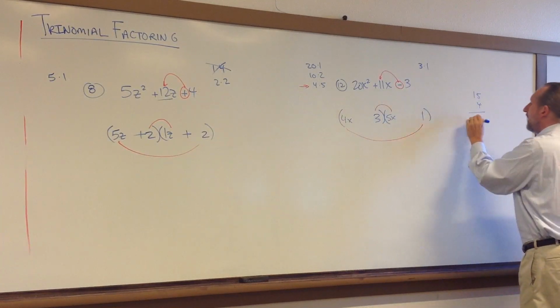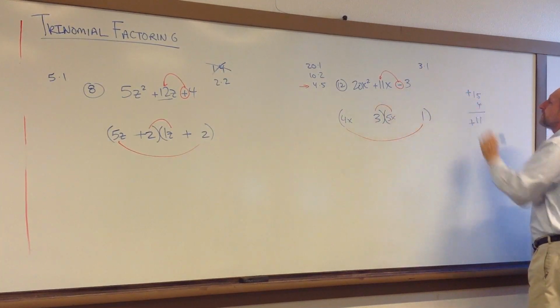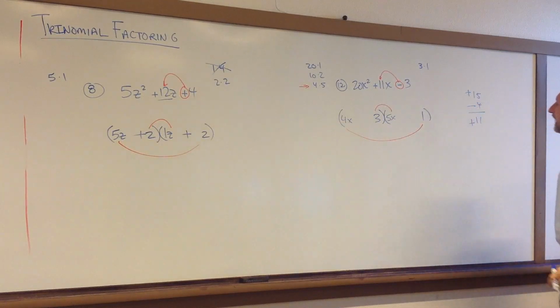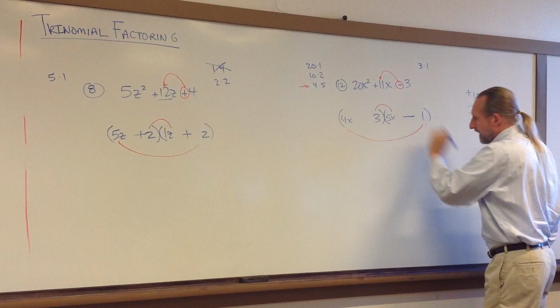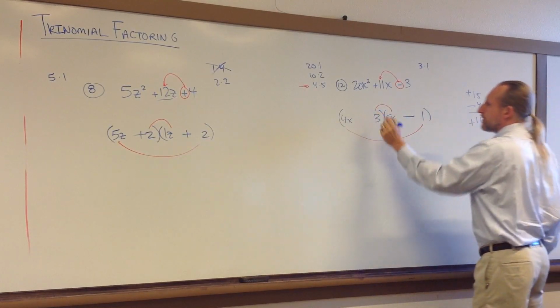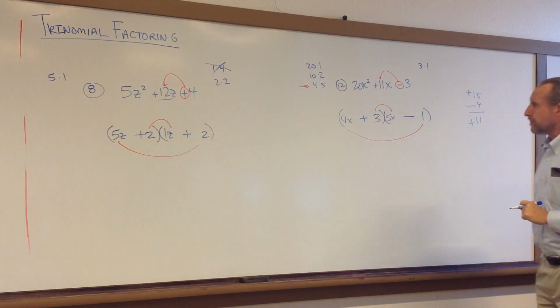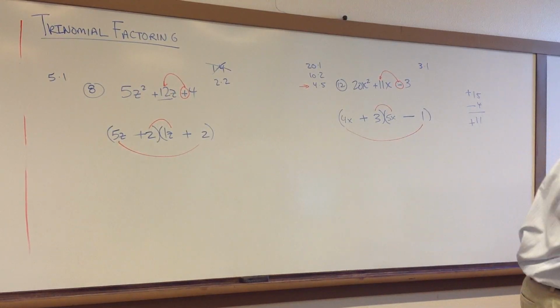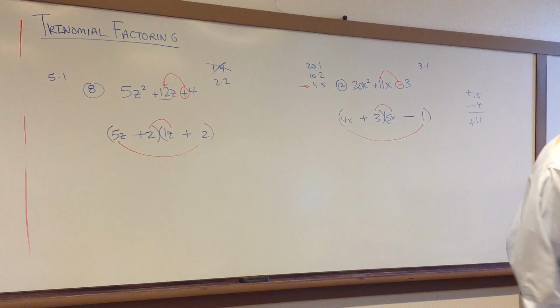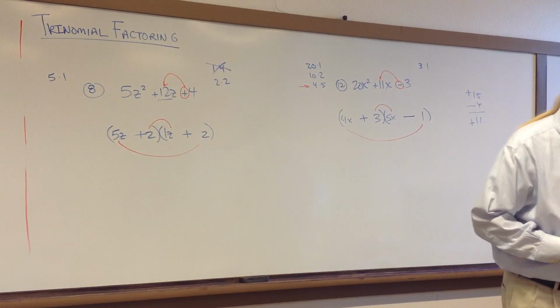Now, we want a positive 11, which means that the 15 should be positive and the 4 should be negative. So over here, that'll make the 4 negative. Over here, that'll make the 15 positive. Okay? All right, let's see here. What else? What else?